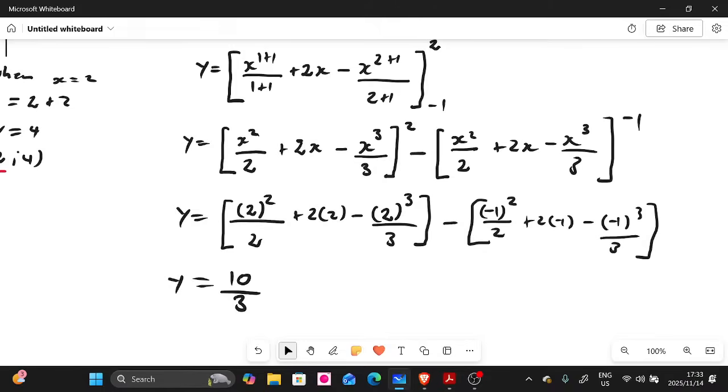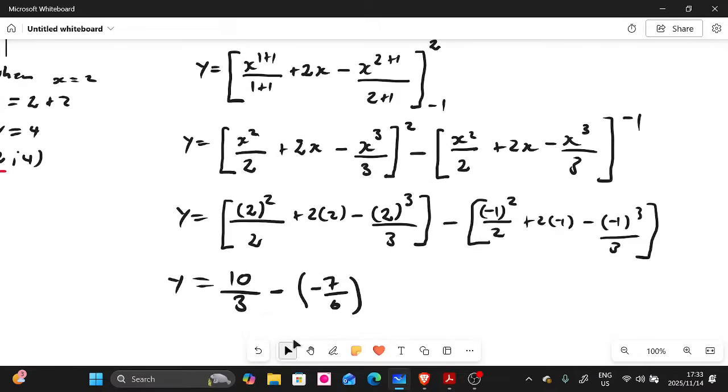We're going to have negative 1, squared, divided by 2. Don't forget to put it inside the bracket, guys, plus 2 multiplied by negative 1. There we go. We have minus, and then negative 1, inside the bracket by the way, to the power of 3, divided by 3. This is going to give us negative 7 over 6. So we have this negative there, and this is also negative 7 over 6 there, right?